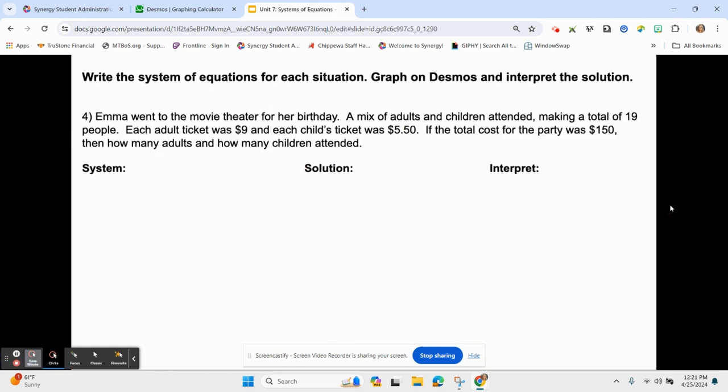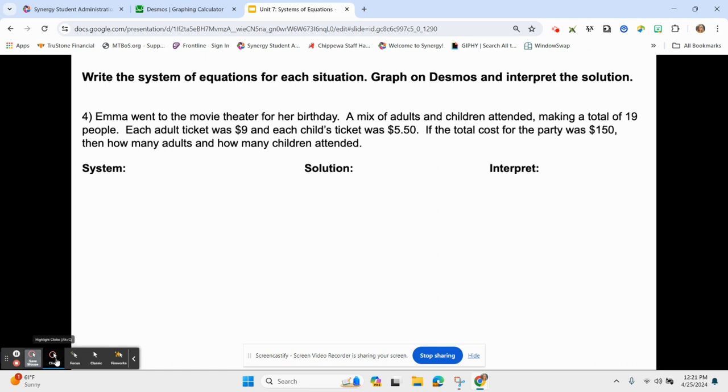So page 4, I've got 3 word problems. Word problems are always tricky. And so what I want to do is set up the system, set up the word problems, but we are going to use Desmos to graph them. And we'll find our solution in Desmos, and then we'll talk about what that means.